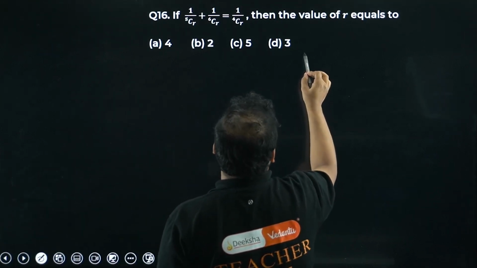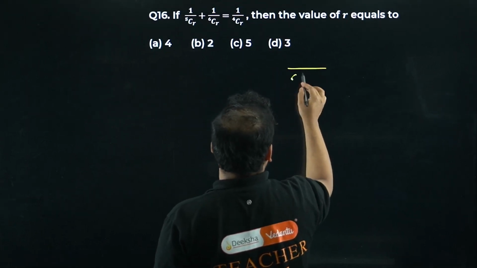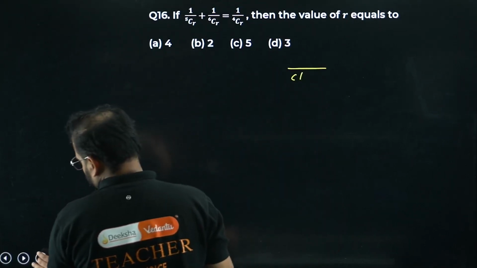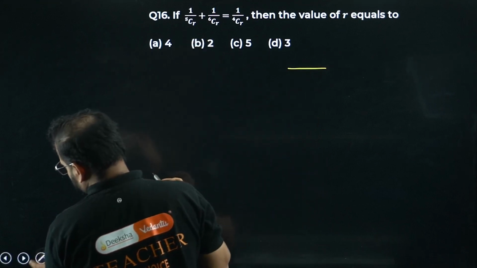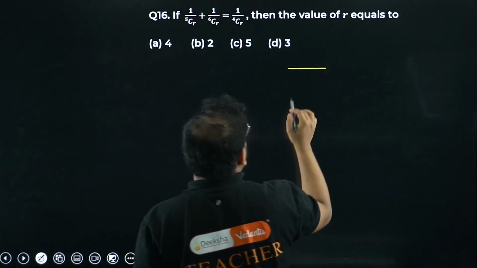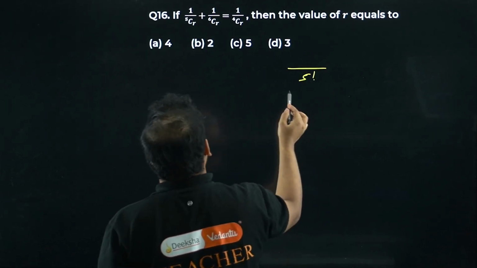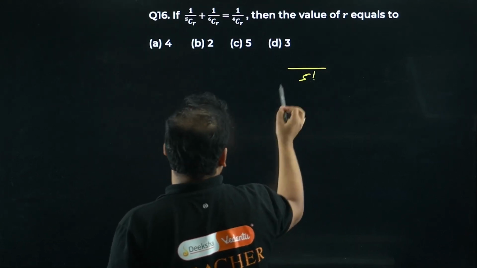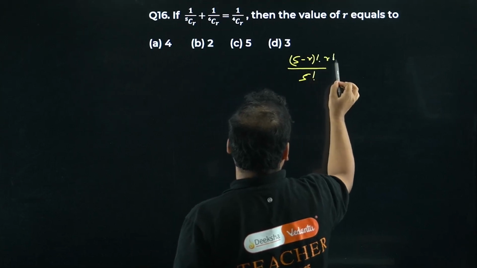I'll have 1 is there, no? So I'll write from here. I get 5 factorial. I'm writing the first term, okay? I'm writing 5Cr. So I write here 5 factorial, and I'll have divided by, please check, 5 minus r into r. So I write here 5 minus r factorial into r factorial, right?